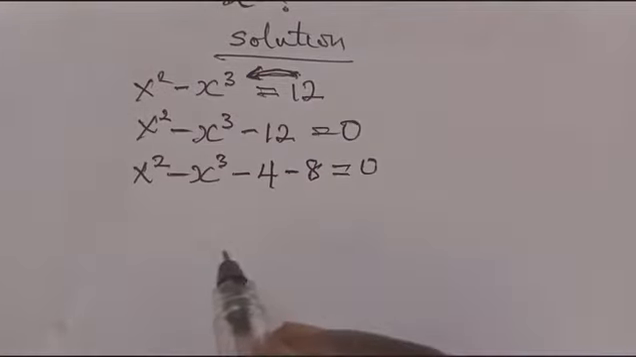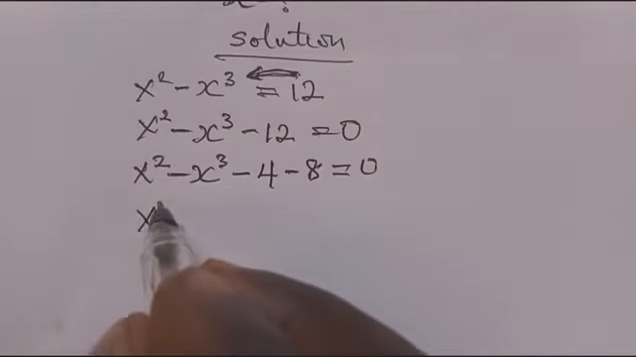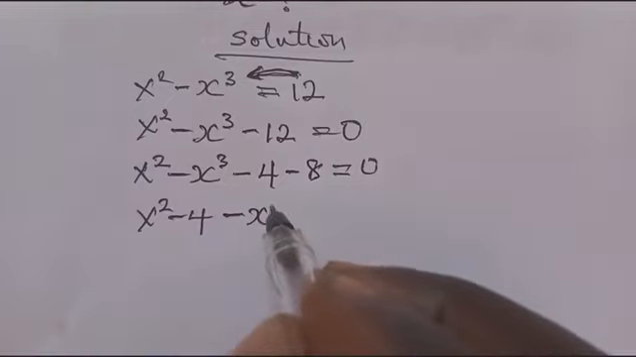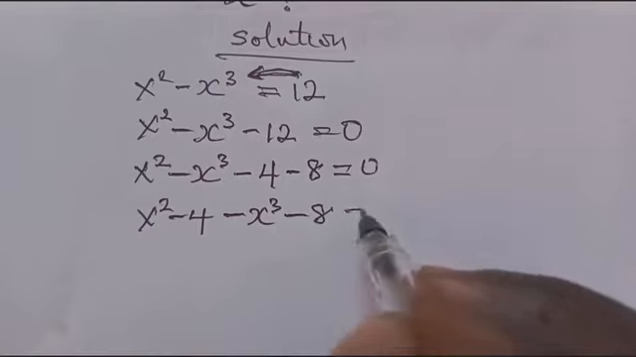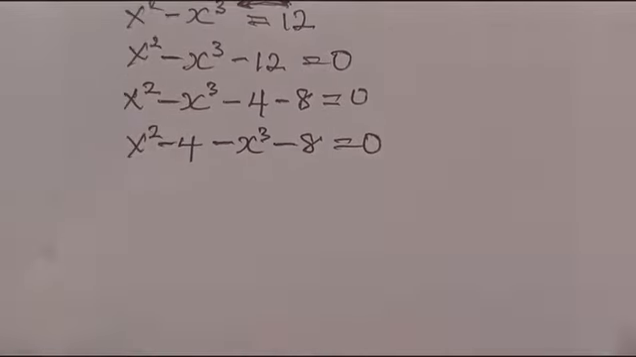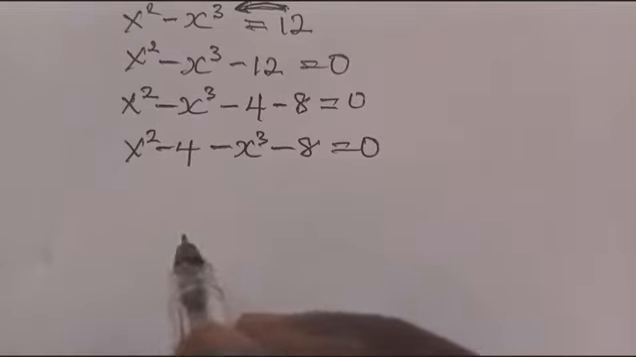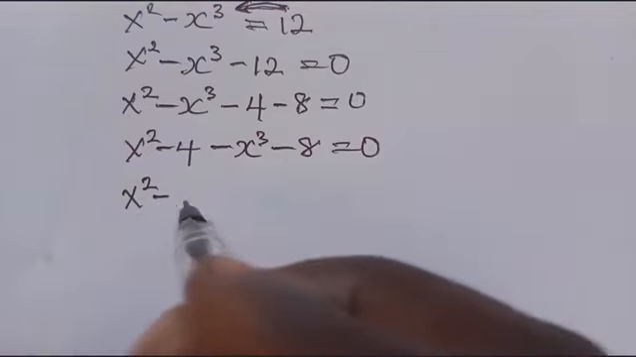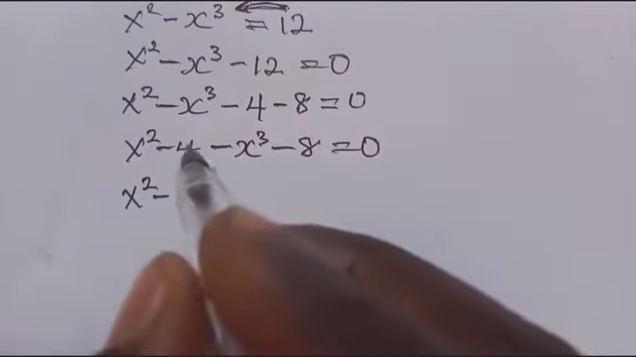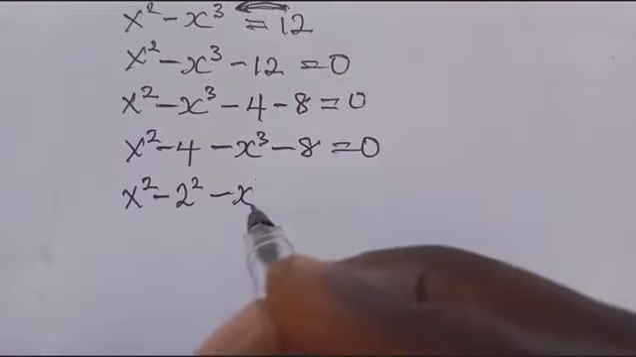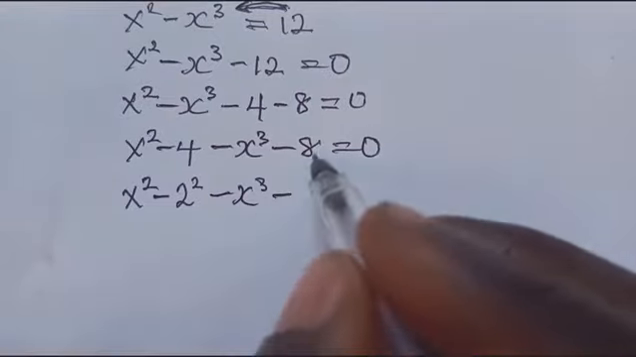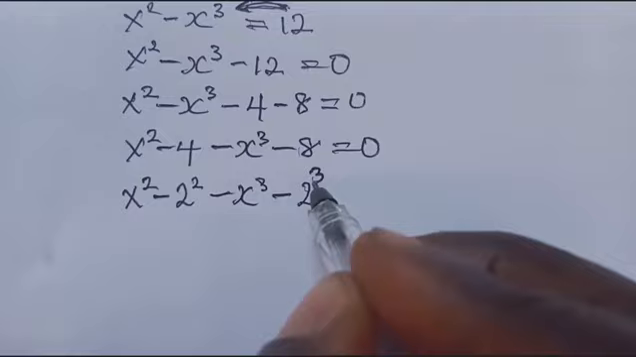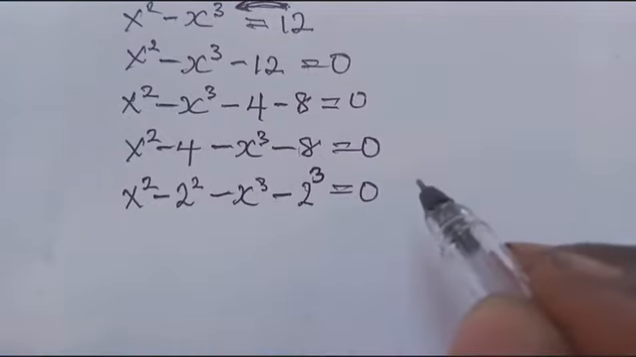So we can go further by saying x raised to the power of 2 minus 4, then minus x raised to the power of 3 minus 8. That gives us also 0. From here, we can break this further by saying x raised to the power of 2 minus 2 raised to the power of 2, which also gives us 4, minus x raised to the power of 3 minus 2 raised to the power of 3, which also gives us 8, equals 0.